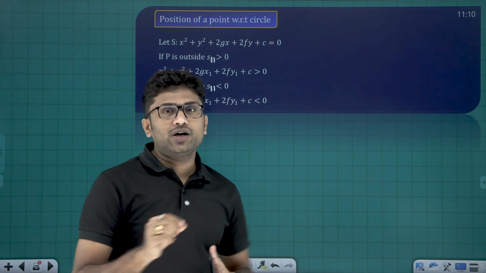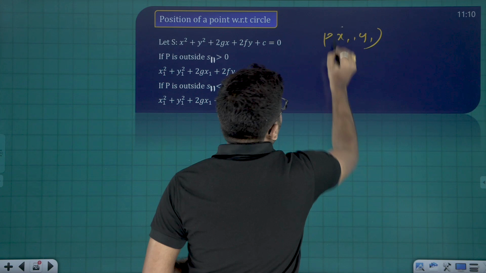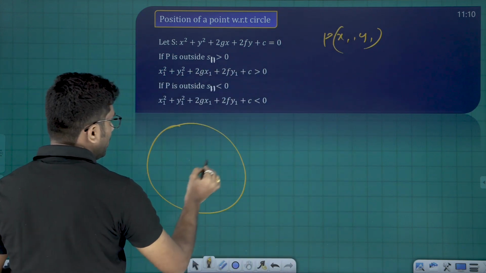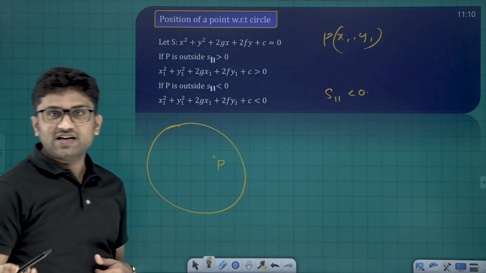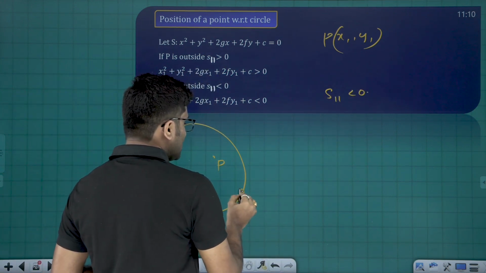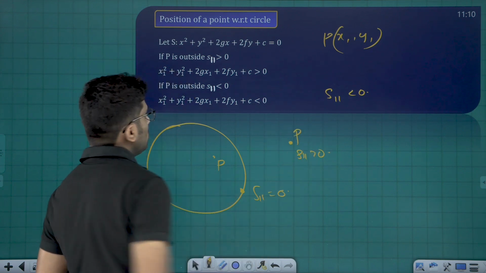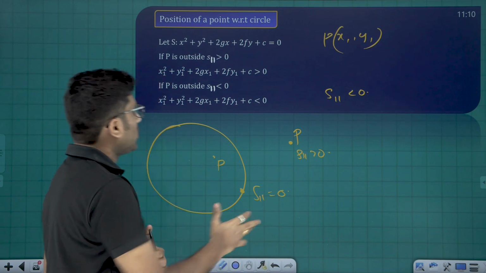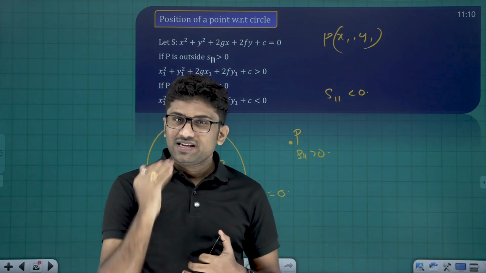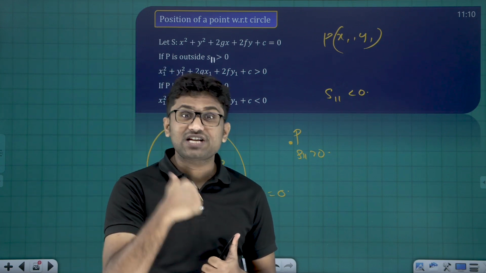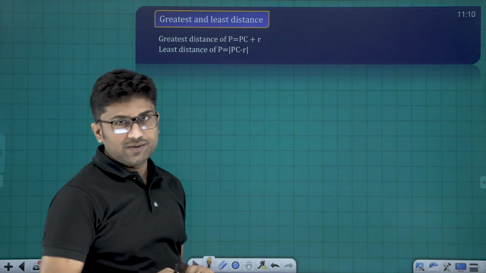Next, position of a point with respect to the circle. Let's say there is a point P of x1 comma y1. If the point P lies inside the circle, then S11 is less than 0. Lies on the circle, S11 equals 0. Lies outside, S11 is greater than 0. What is S11? S11 means substituting the point in the given equation. I have already given the standard notations, friends: S1, S11. S1 is also called T. Clear?